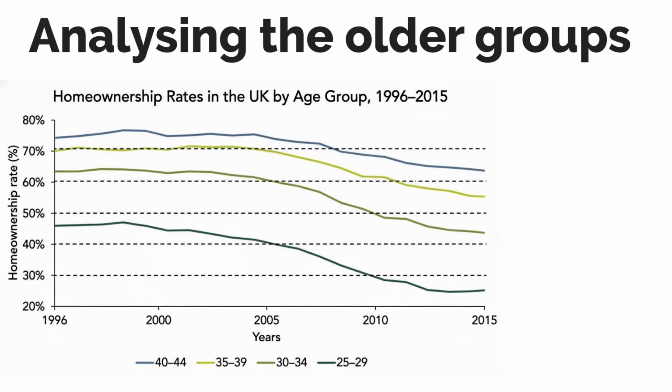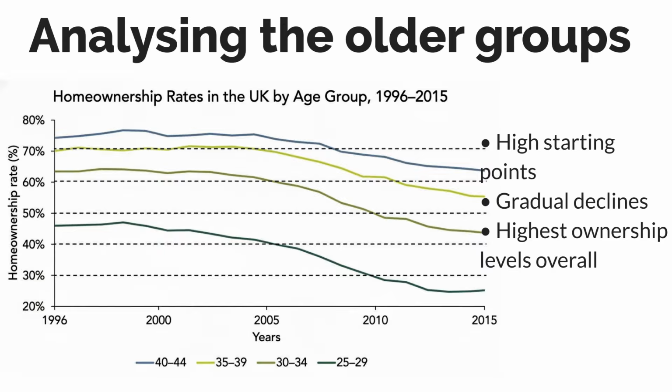The 40 to 44 category still ends with the highest figure of all four age groups, while the 35 to 39 group also remains comparatively high. So, when you write this paragraph, your focus is on high starting points, steady, moderate declines, and the fact that these two groups consistently remain the most likely to own homes.